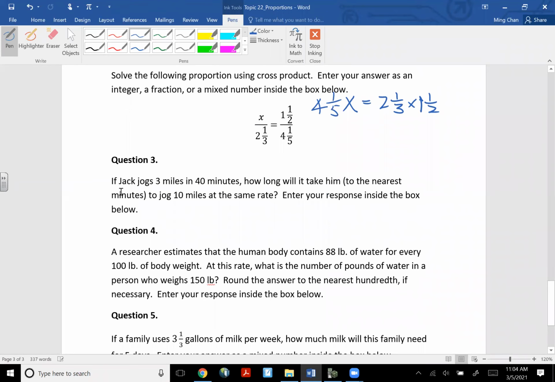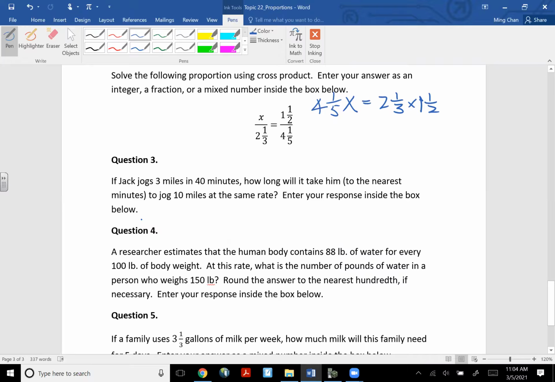All right. If Jack jogs 3 miles in 40 minutes, how long would it take him to jog 10 miles at the same rate, to the nearest minute? So I want you to round to the nearest minute, okay? You can set up the proportion.